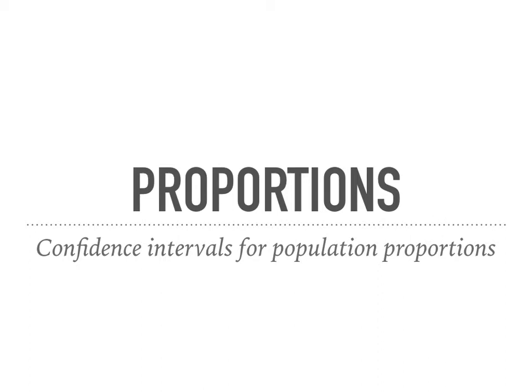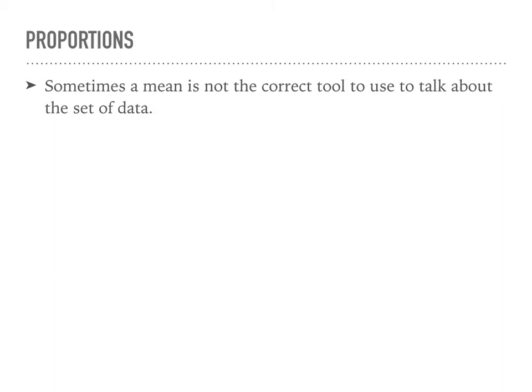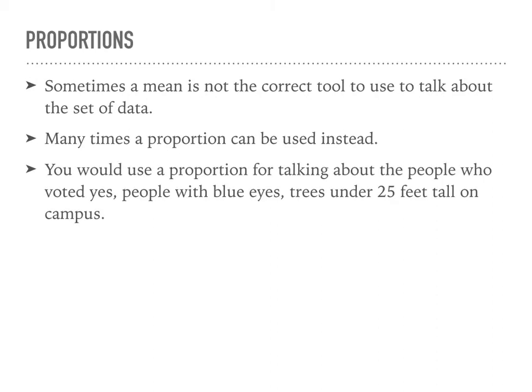Now we've spent all of our time so far talking about means, so let's spend a little bit of time on proportions now. So confidence intervals for population proportions. Sometimes a mean is not the correct tool to talk about a set of data. Many times a proportion can be used instead. You would use a proportion for talking about the people who voted yes, people with blue eyes, trees under 25 feet tall on campus, etc.